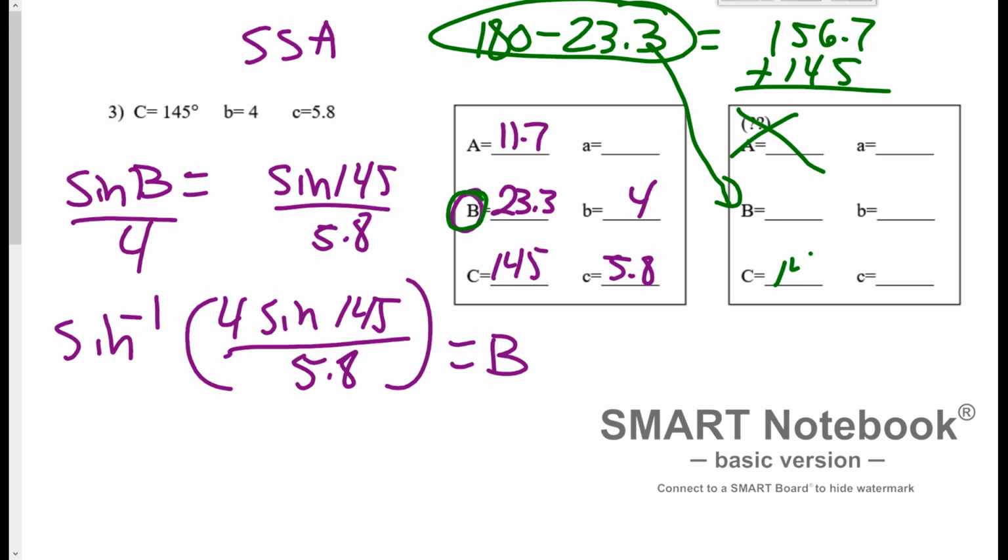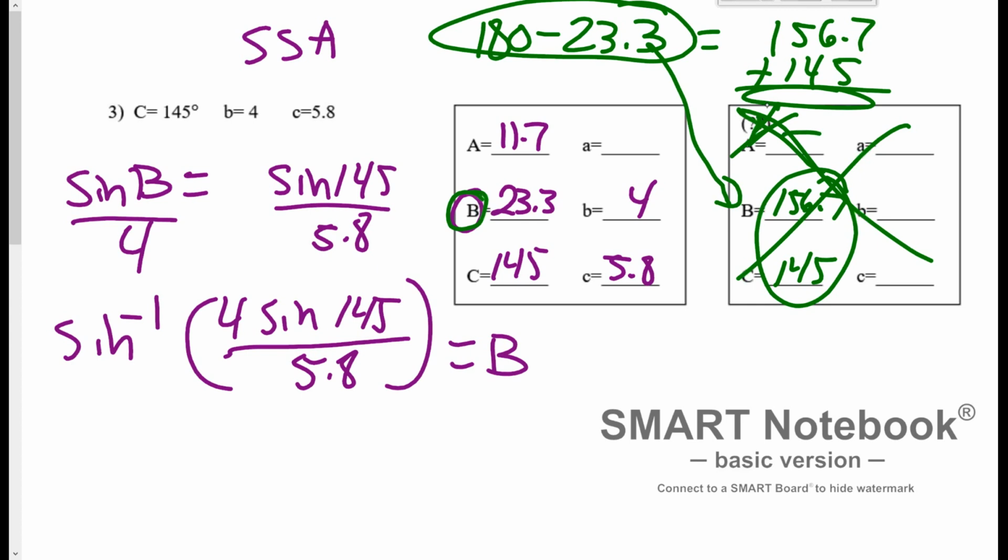C will be the same at 145, so this would be 156 if it worked. And then this last one would be whatever this adds to. I would subtract that from 180, and that would be this last angle right there. All right, so I don't have a second triangle, because these two together would not add up to less than 180, right? So it's not going to work. This would be some kind of negative angle, which you can't have. Okay, so now I just need side A, so I set that up.